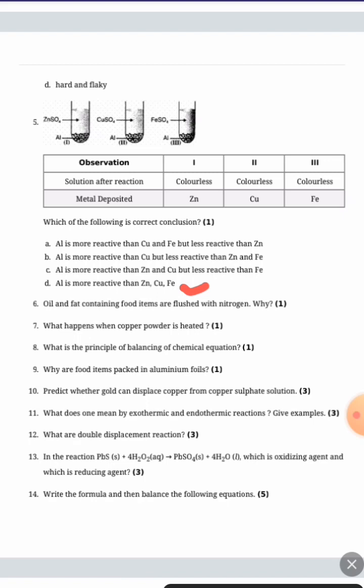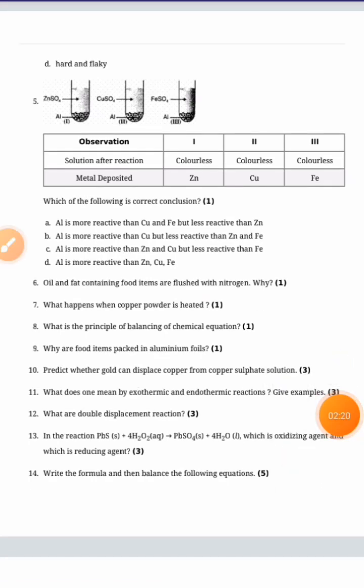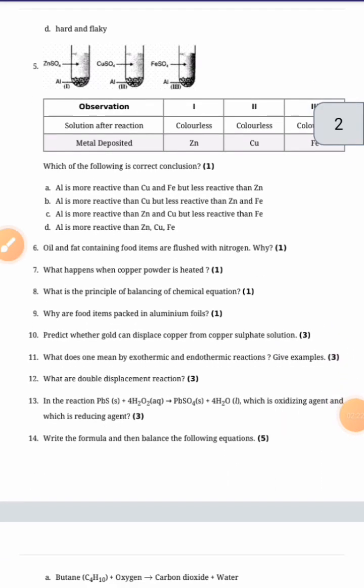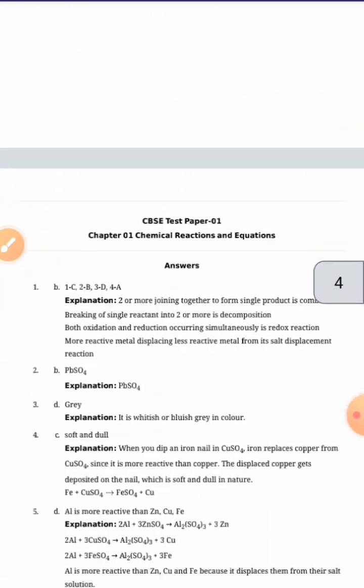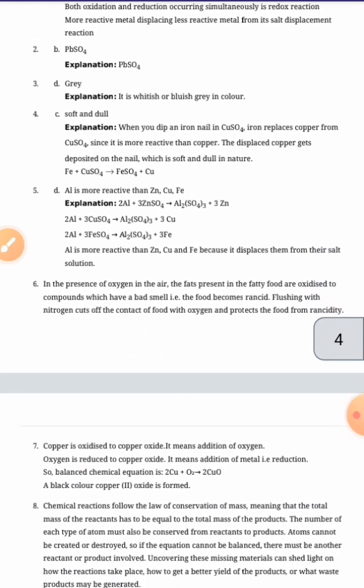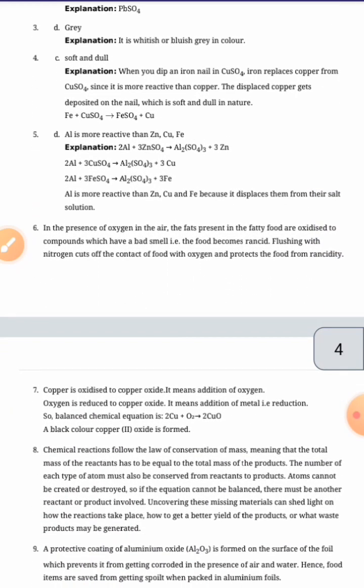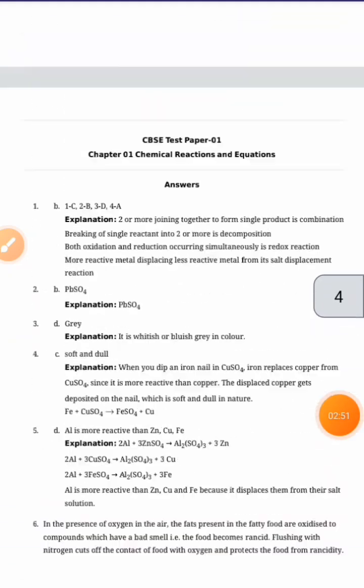Oil and fat containing food items are flushed with nitrogen. Why? Answer: in the presence of oxygen in the air, the fat present in fatty food is oxidized to compounds which have a bad smell. The food becomes rancid. Flushing with nitrogen cuts off contact of food with oxygen and protects the food from rancidity. Now come to the seventh question.